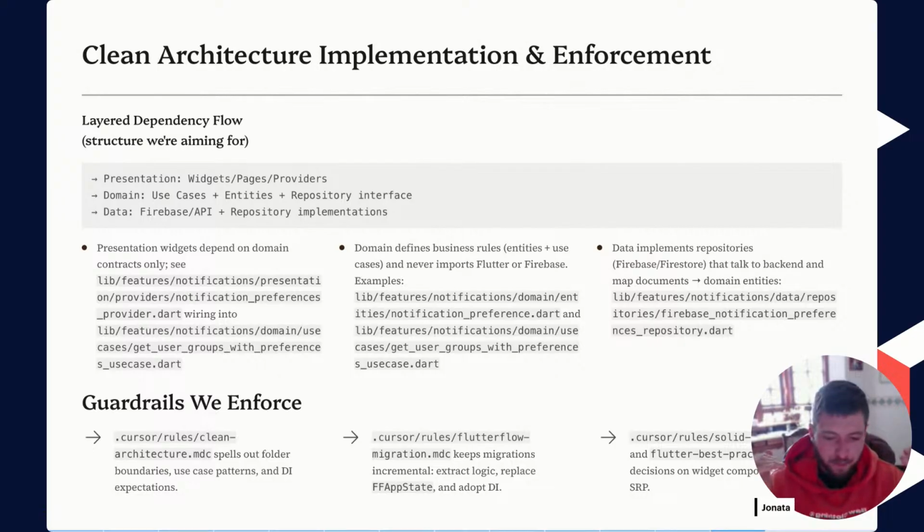The domain layer defines the business rules with entities and use cases, and it will never import the widgets related to Flutter or any of the Firebase direct code. So it's a cleaner layer with just the application business logic. And finally, the data layer implements the repositories that in turn will talk to the backend and map the documents to specific entities that will be used by the domain layer, and the domain layer will pass only the information that needs to be shown back to the presentation layer.